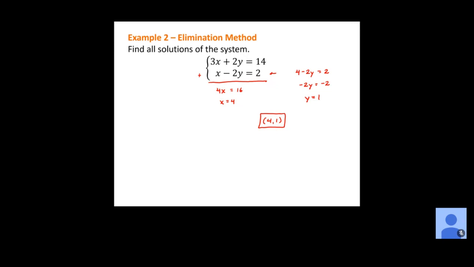Now again, if those terms didn't already match up so that they would cancel, then we would need to multiply either one or both equations to make those terms cancel out. Okay, but in this case, they gave us equations that already cancel one of our terms, so we just go ahead and add them together.